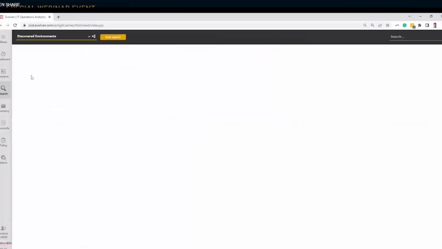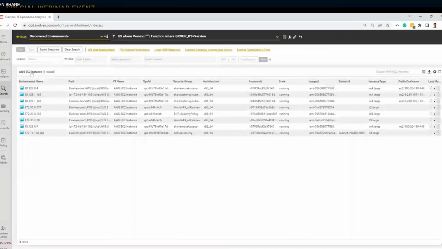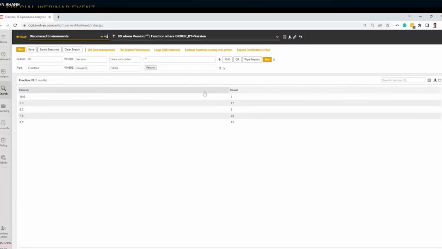Another one could be, again, a very simple question, like what versions of IIS I have in my environment. A very simple question as well. Most of all, I have version 7.5 of IIS, pretty outdated, and only one instance of IIS was moved to version 10.